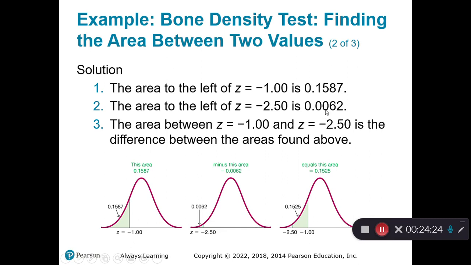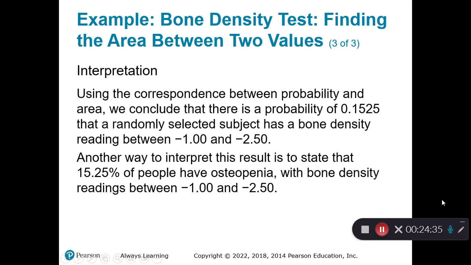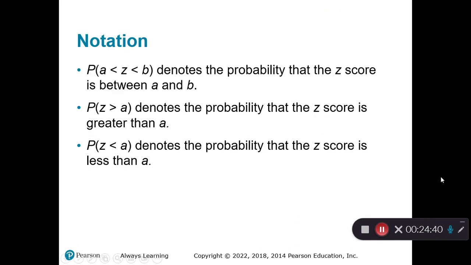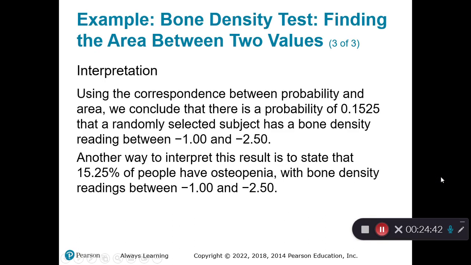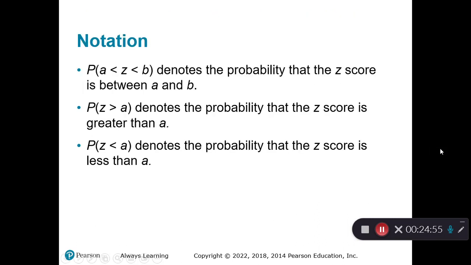So when you're finding area in between two z-scores, you're going to subtract the two areas from each other. Not the z-scores, but the two areas that you found from the z-scores. For this example then, let me back up a little bit, there is about a 15.25% chance that a randomly selected person will have a bone density result between negative 1.00 and negative 2.50.